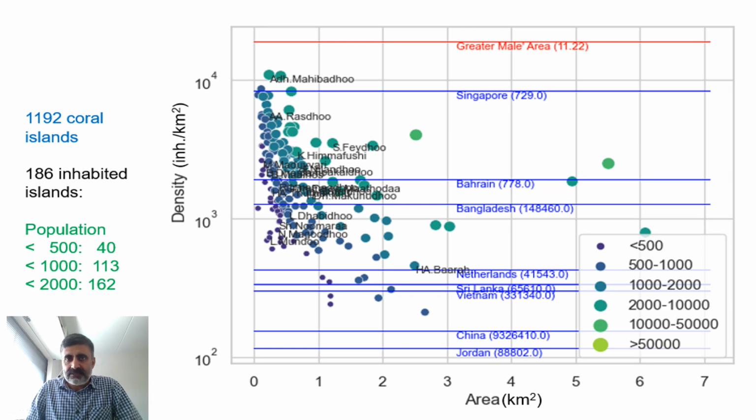But at the same time, the population densities of these islands are pretty high, even compared with most densely populated urban areas in the world. So this combination of small size, small population, but very high population densities pose significant challenges for water supply as well as for other infrastructure services.